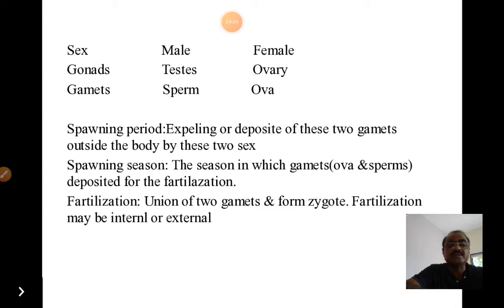Okay, friends, you know that there are two types of sexes: one is male and another is female. Male having gonads, that is called testes, and female having gonads is called the ovary. In the testes sperms are developed, and in the ovary the ova are developed. Ova means eggs.